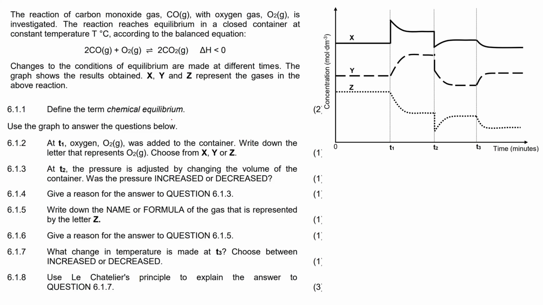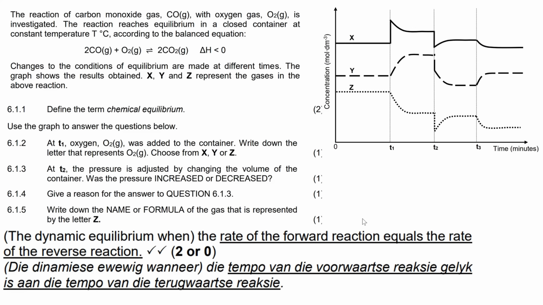So we know that when this reaction first begins, it only goes in the forward direction. But then eventually, as you start producing CO2, some of that then starts breaking down and going backwards to become CO and oxygen again. And eventually, the rate at which the forward and the reverse reactions take place will be exactly the same. So here's the definition. You don't have to add the dynamic equilibrium.